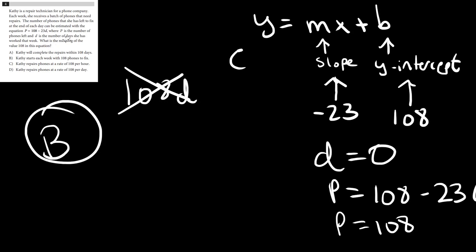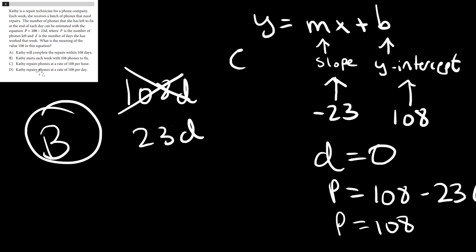But let's also take a look at what the variable D means. So D is the number of days she has worked that week. If you have 23D, that means that she repairs 23 phones per day.